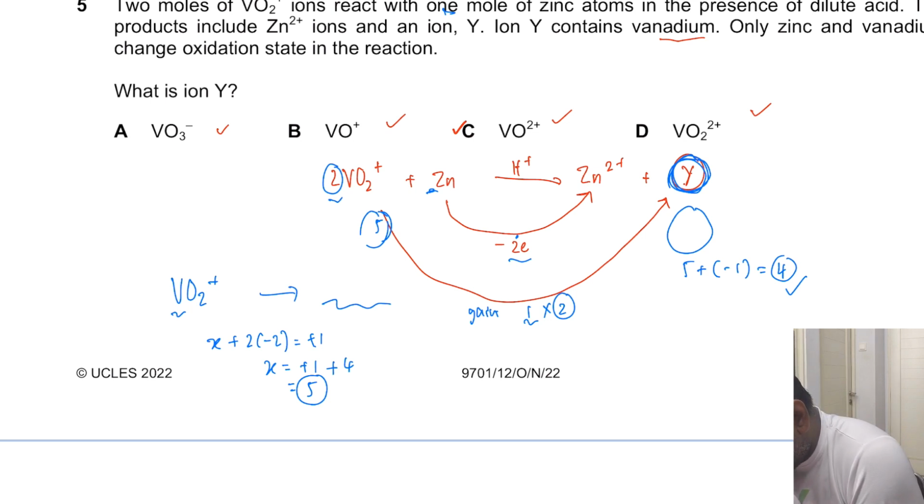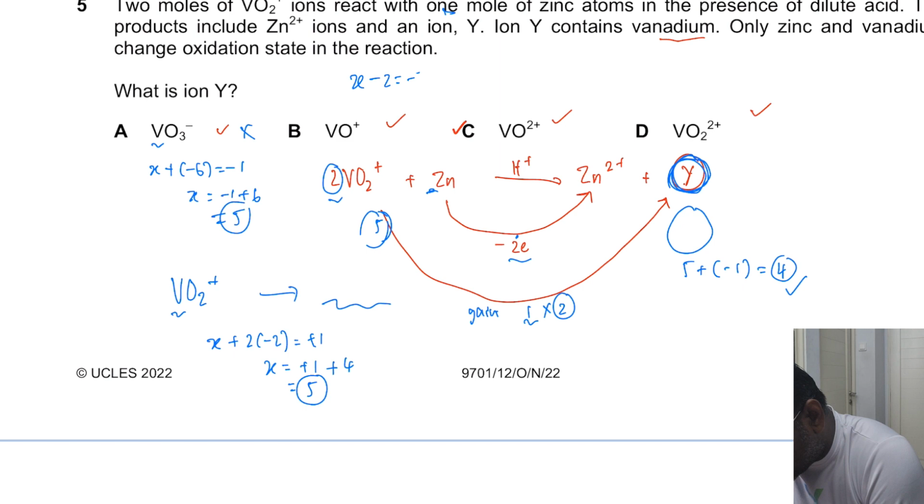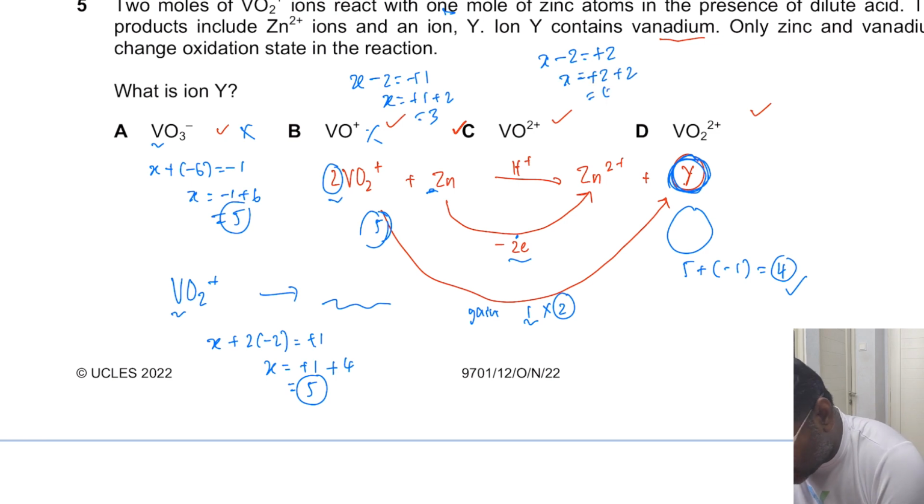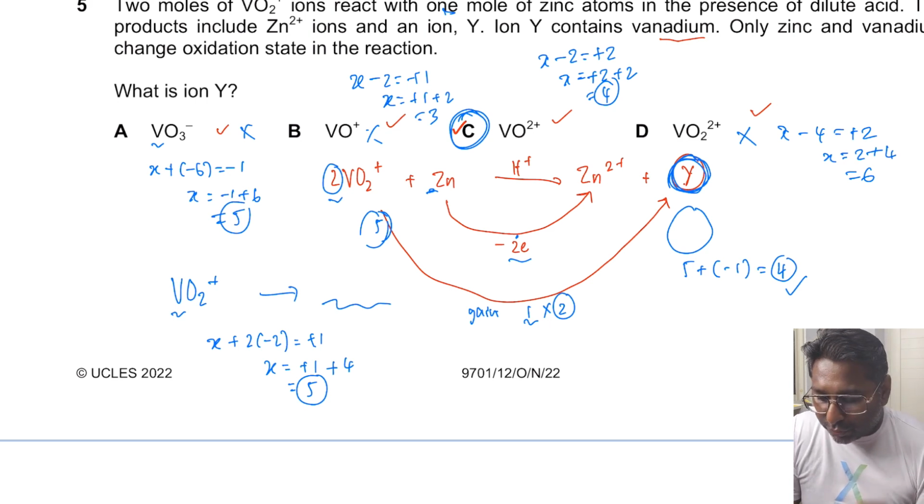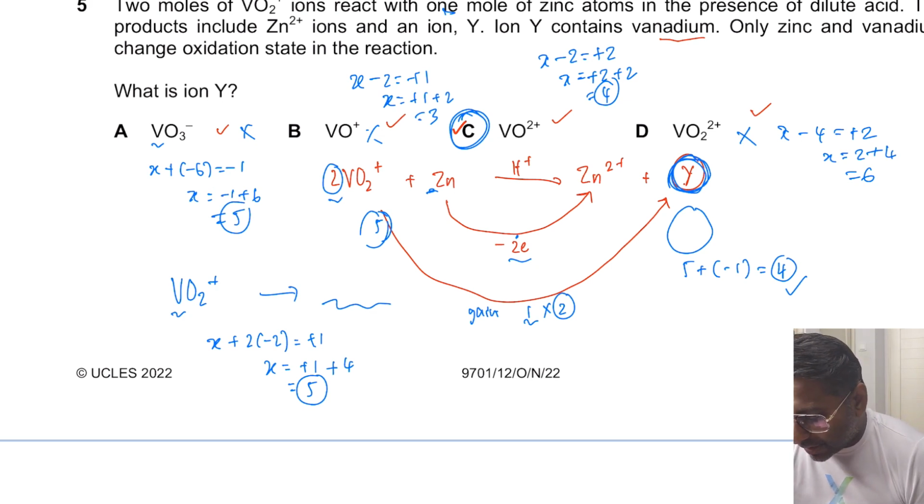If you look at this, X plus 3 times negative 2, so negative 6, equals negative 1. X equals negative 1 plus 6, so that's 5, not our answer. X minus 2 equals plus 1, so X equals plus 1 plus 2, that's 3, not our answer. We are looking for plus 4. So X minus 2 equals plus 2, so X equals plus 2 plus 2, so 4. This is what we are looking for. X minus 4 equals plus 2, so X equals 2 plus 4, that's 6, not what we are looking for. Therefore, the answer is going to be C, because in VO2 plus the oxidation number of vanadium is 4. That's our answer for this question.